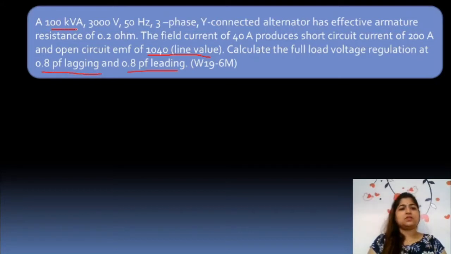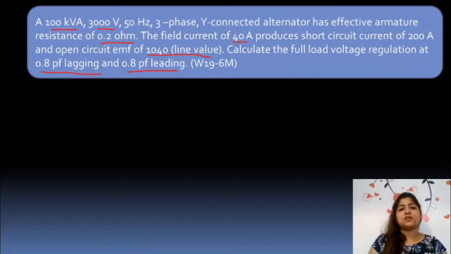So again 100 kVA is given, 3000 volt is given, and 50 Hz three-phase star connected alternator is there. Its effective resistance, that is RA, is given as 0.2 ohm, and XS is not directly given to you. Synchronous reactance, so far in all the problems we took, synchronous reactance was given. In this problem synchronous reactance is not directly given to you. So for that you need to find out synchronous reactance by synchronous impedance method.